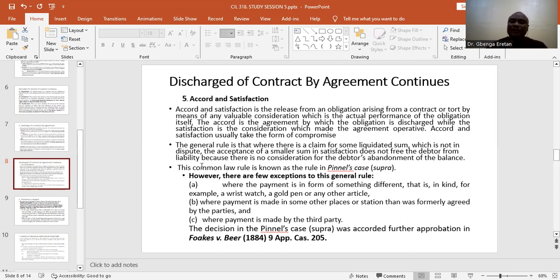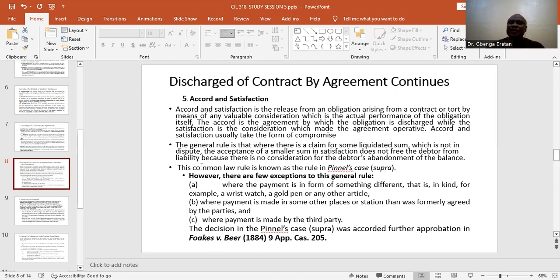But under what circumstance will the law not allow the person to ask for the money? It's only one: when you pay in kind. That is, the 1 million naira is paid in the form of articles or items that you use in paying the person, but not cash. Number two, where the payment is made in some other place or station than was formally agreed by the parties.